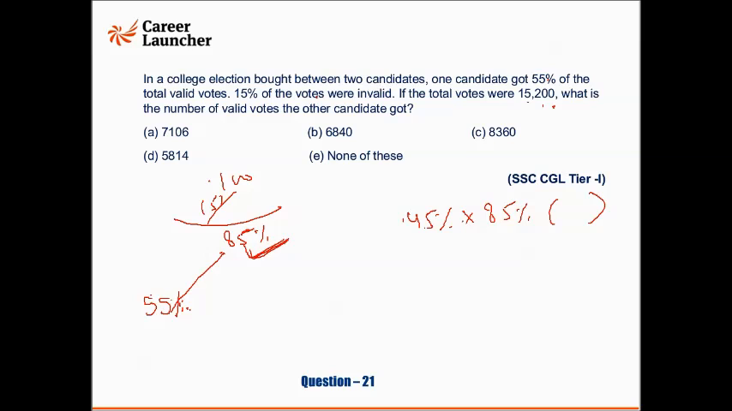Total votes is 15200. So this is my answer. Yes, 5814 will be my answer. But why are we multiplying this by 85%? I'm just trying to tell you that 15% of the votes were invalid. So remaining 85% are valid votes, and other candidate has got 45%. So we'll calculate 45% of 85% of total votes. Okay. Because 85% of the total votes are valid, and out of this 45% the other candidate has got. So in this way we'll calculate my answer, and A will be my answer. Okay.